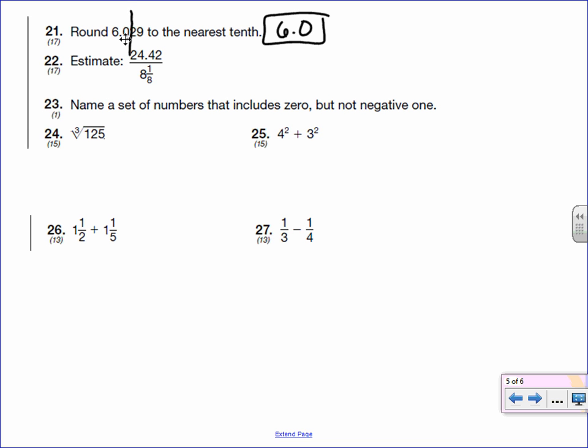24.42 divided by 8 1/8, and it says estimate. So 24.42, since 0.42 is less than a half, we would round that to 24. 8 1/8, 1/8 is less than half, so we would round that to 8. 24 divided by 8 is 3.